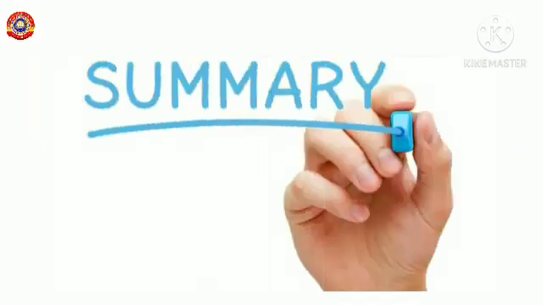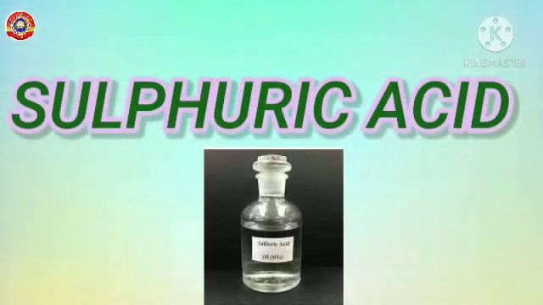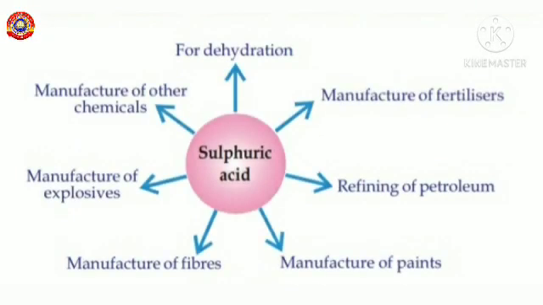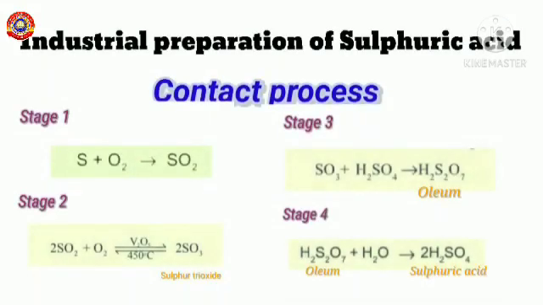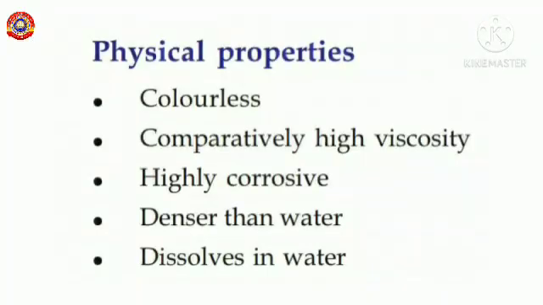Okay children, let's wind up today's class. In this video, we discussed one of the important compounds of nonmetal, sulfuric acid. From the various uses of sulfuric acid, it is known by the name King of Chemicals. Sulfuric acid is industrially prepared through the contact process. The catalyst vanadium pentoxide is used. It has various physical properties.